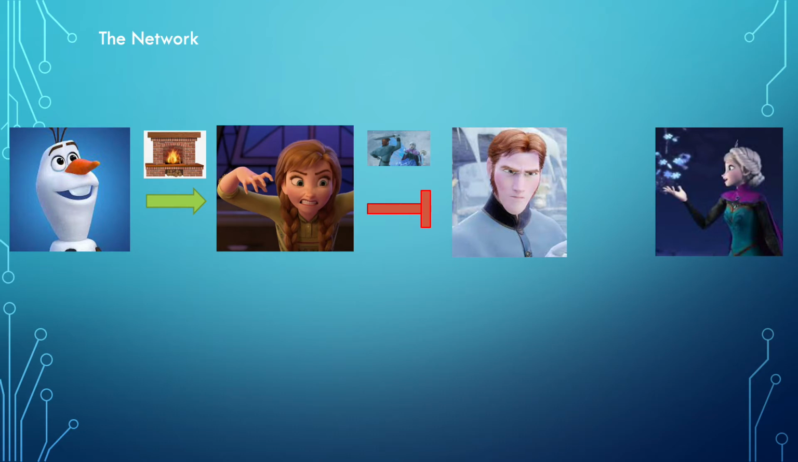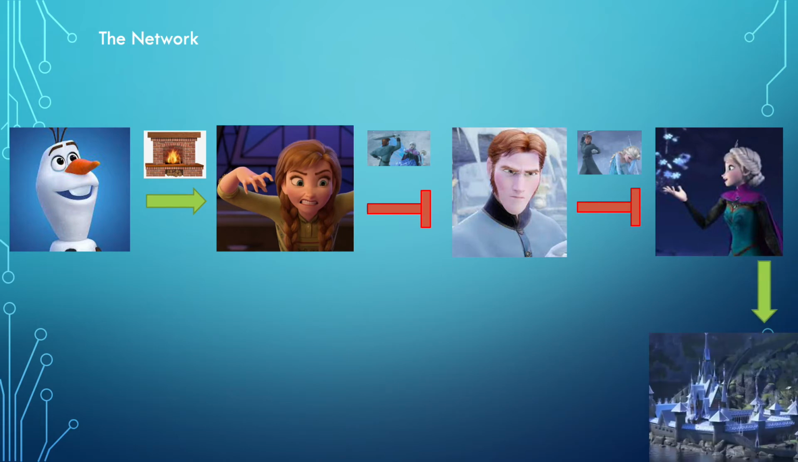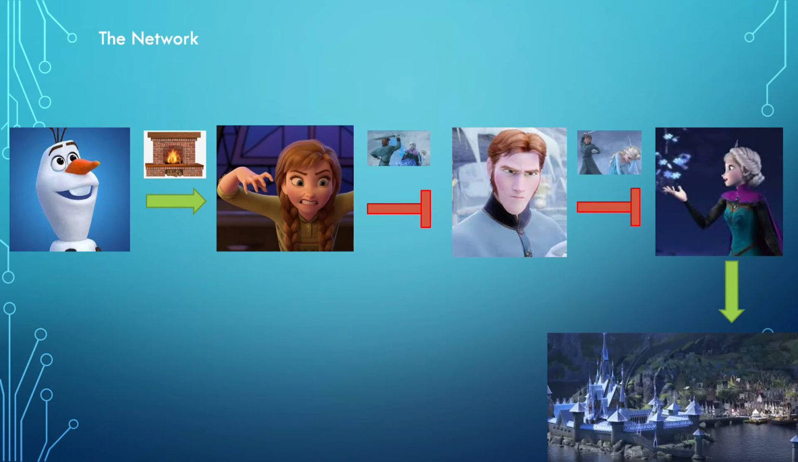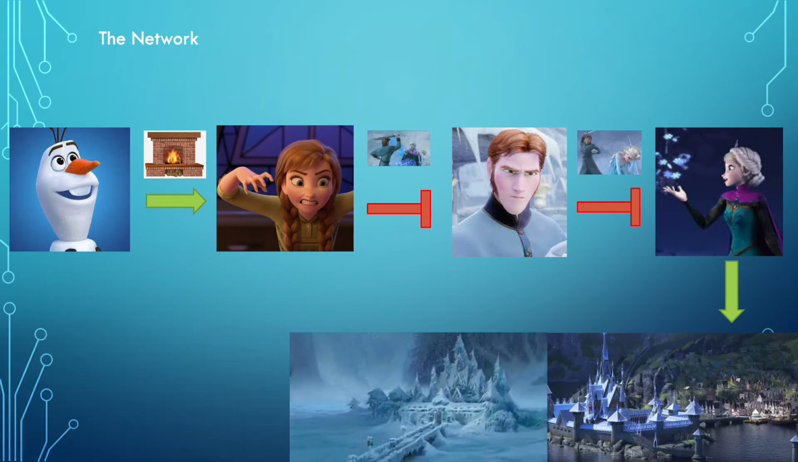Hans, the main villain, wants to kill Elsa, so here's another T-bar between them to show Hans repressing the expression of Elsa. Finally, Elsa tries her best to activate the peace and safety of the kingdom of Arendelle by lifting the snowstorm. So, the end expressed phenotypes are a bright sunny castle or a gloomy snowy castle.